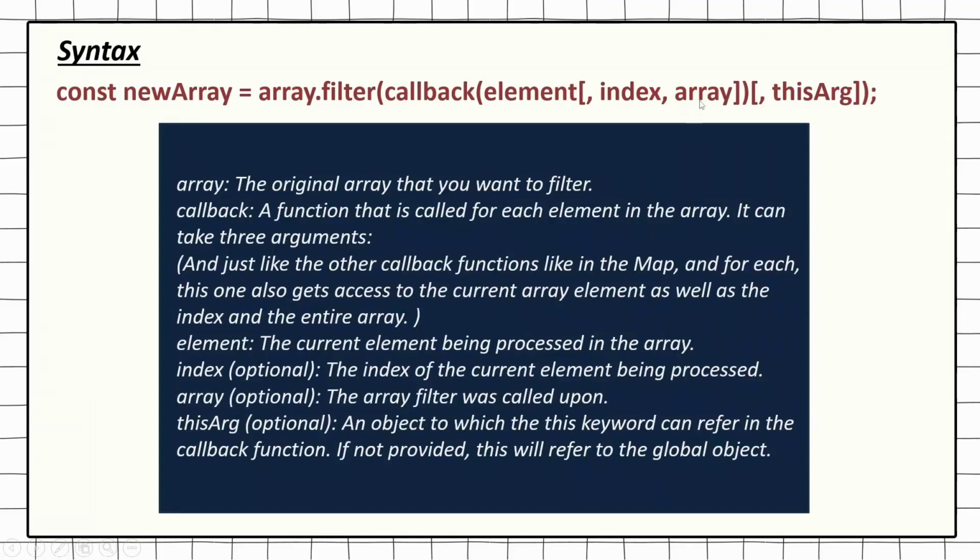And this index and array argument is completely optional. If you are not using it, then also no problem. Basically, this argument is nothing but an object to which the this keyword can refer in the callback function. So for an arrow function, this will not be available, so you cannot use the this keyword inside an arrow function. But if you want to use a normal function, then you can easily use it.